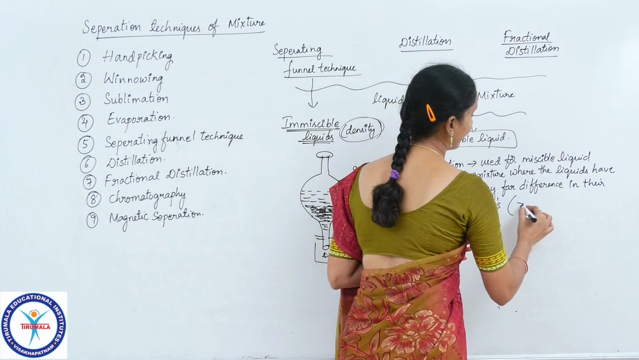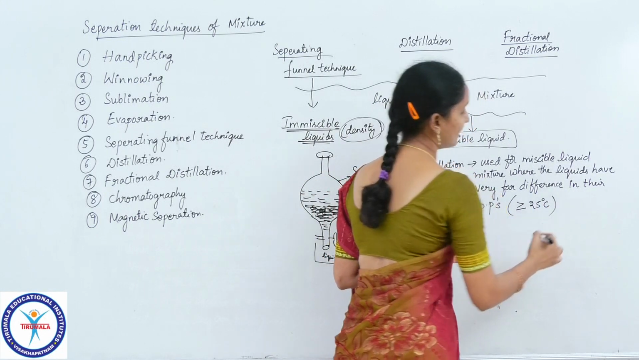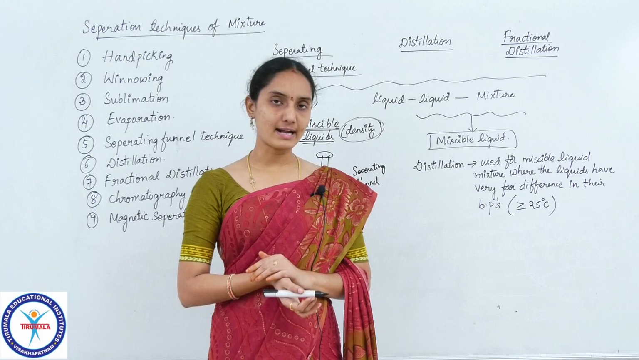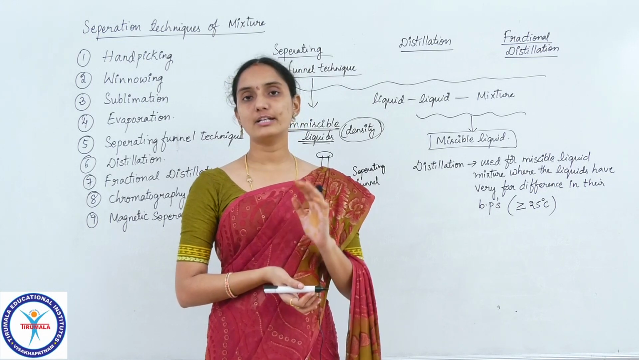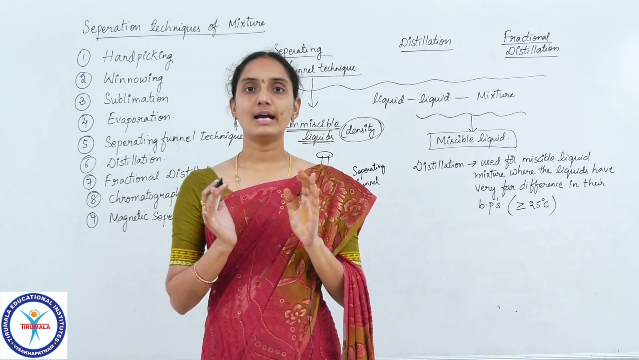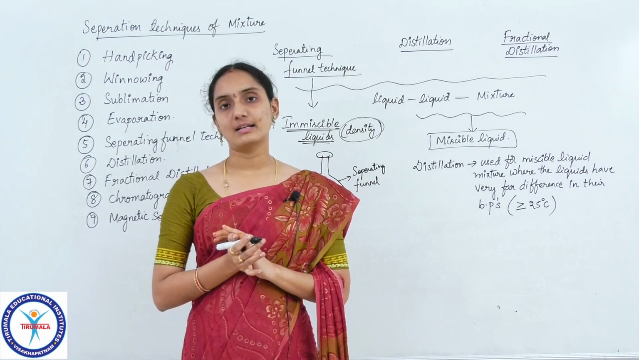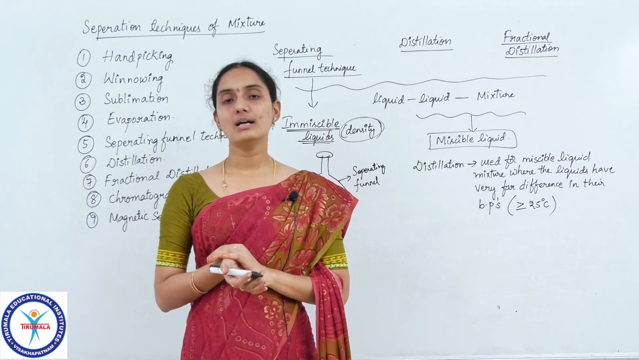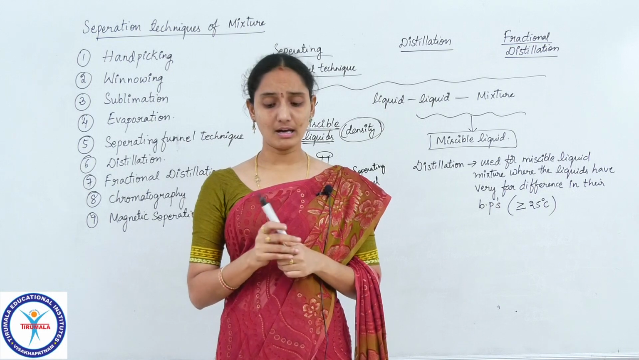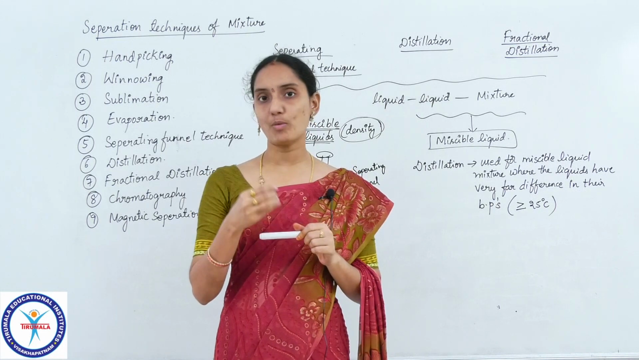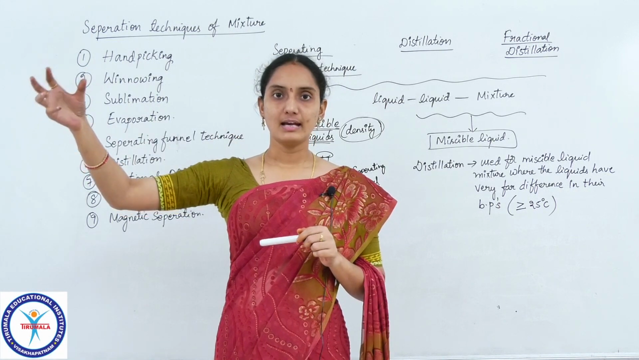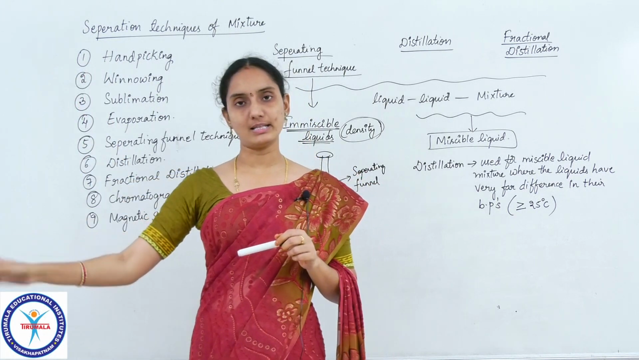Difference in boiling point should be greater than or equal to 25 degrees Celsius, children. Remember that if the boiling point difference of two liquids present in the mixture is greater than or equal to 25 degrees Celsius, then you can apply this distillation technique, where you will take the liquid mixture in a beaker and connect it to a condenser which is used to cool the vapors, and heat that mixture of liquids. Then when you heat this liquid mixture, the component which has the lower boiling point will vaporize first, pass through the condenser, get cooled and be collected as a liquid in another beaker.